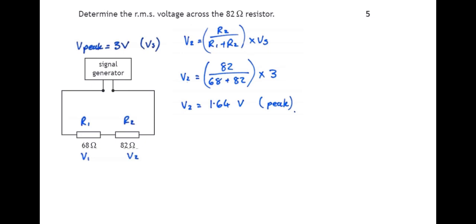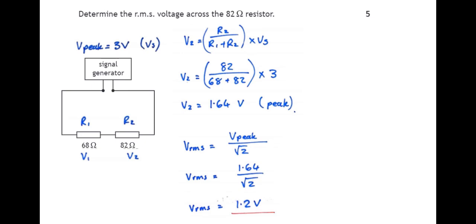That is the peak voltage across V2 because we use the peak voltage for the supply voltage. If we want to work out the RMS voltage, we need to use RMS is V peak over root 2, which is 1.64 divided by the square root of 2, which gives us 1.2 volts.